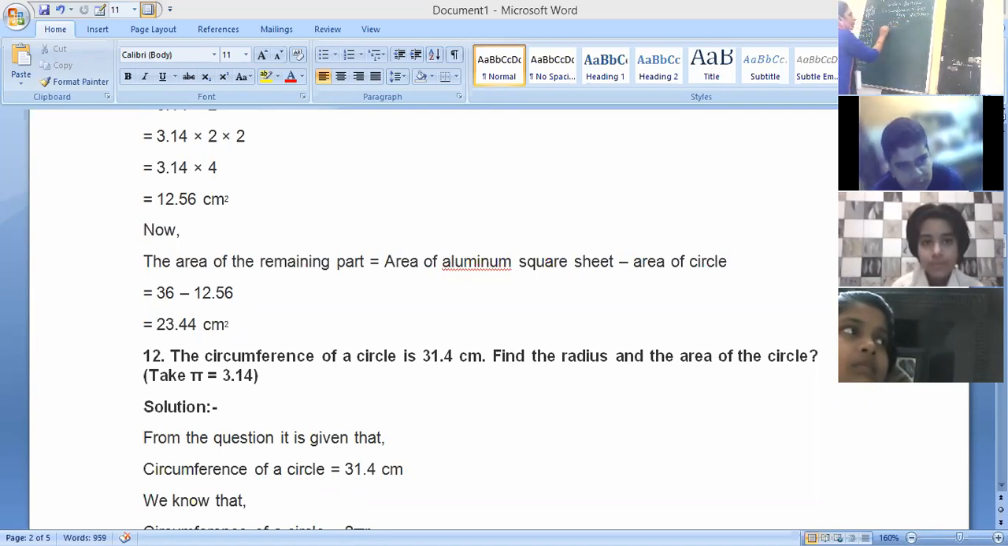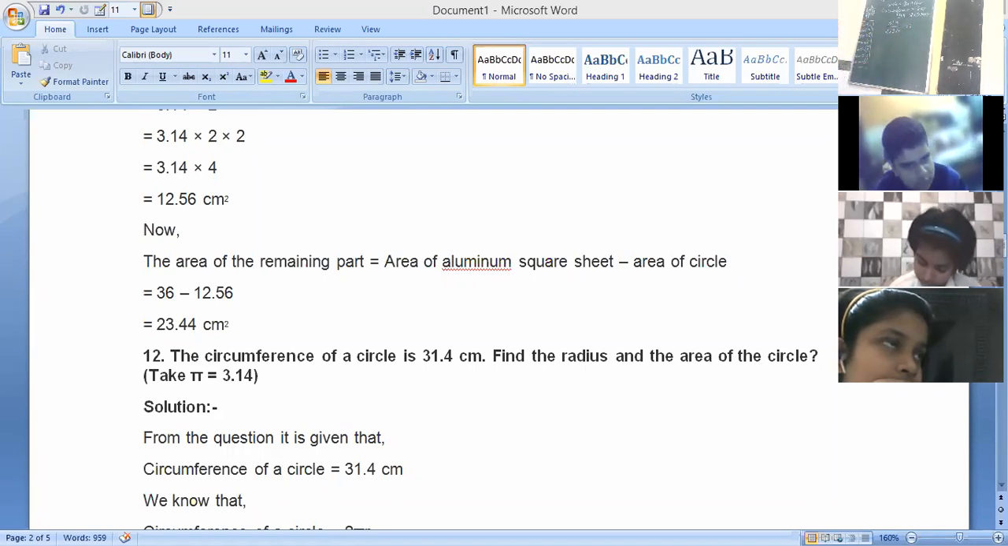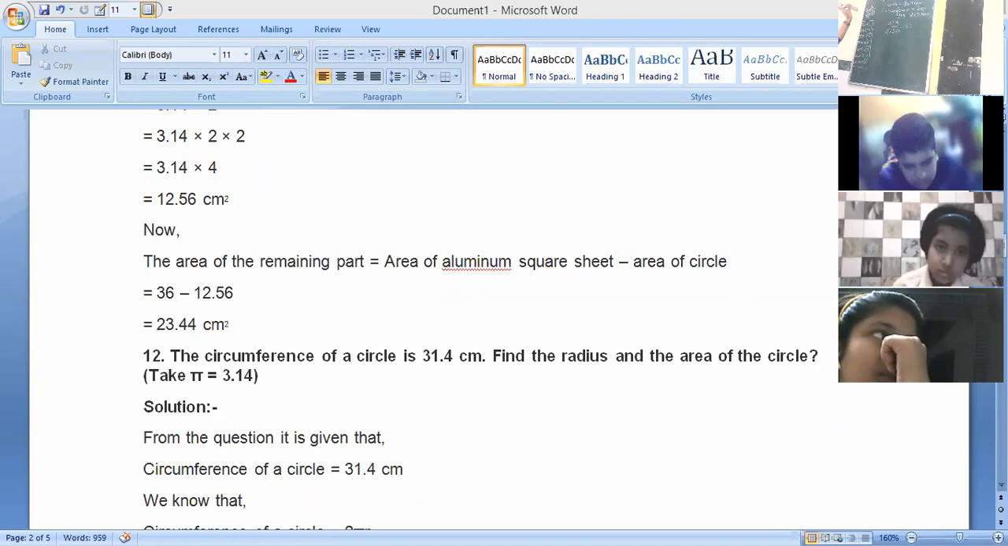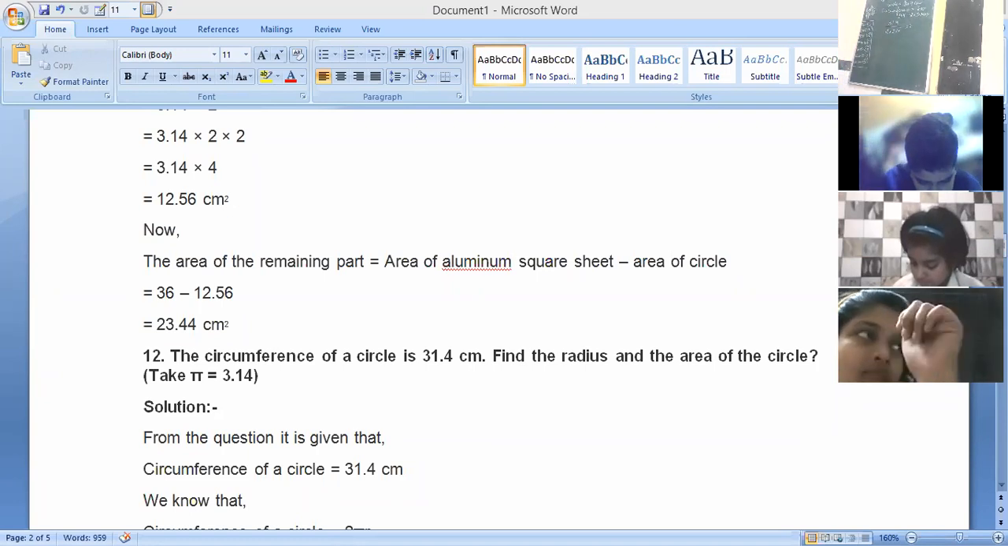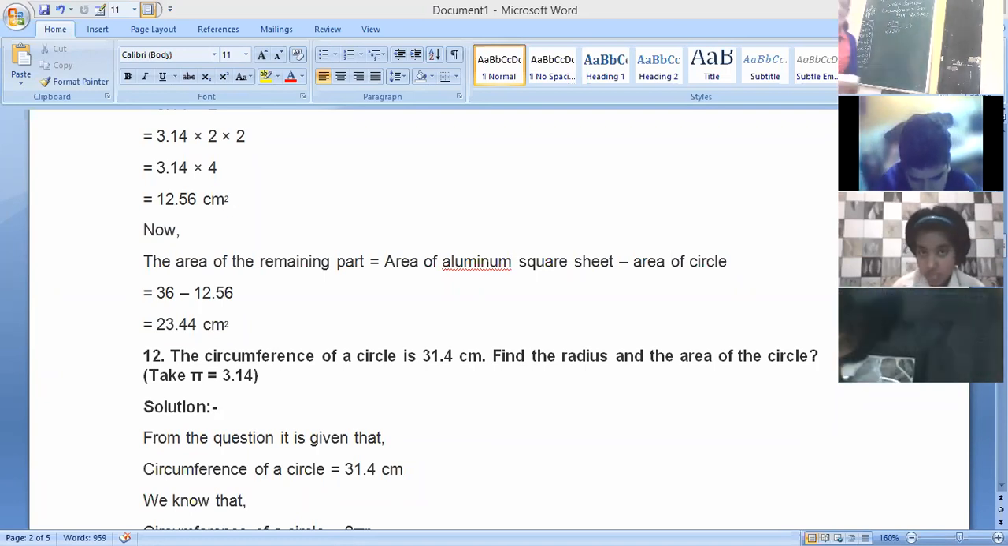31.4 divided by 2 into 3.14 is equal to radius. Solve it. These two numbers are in multiplication, so when you transpose them, you will get a division form. So 2 into 3.14. Solve it out, children, and give me the answer.